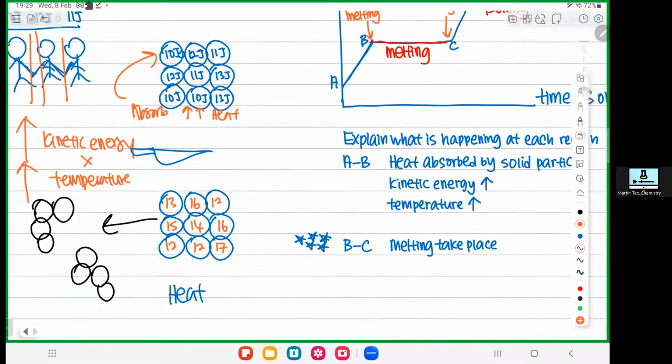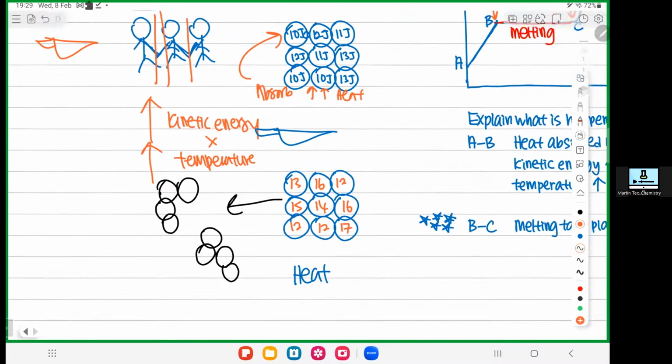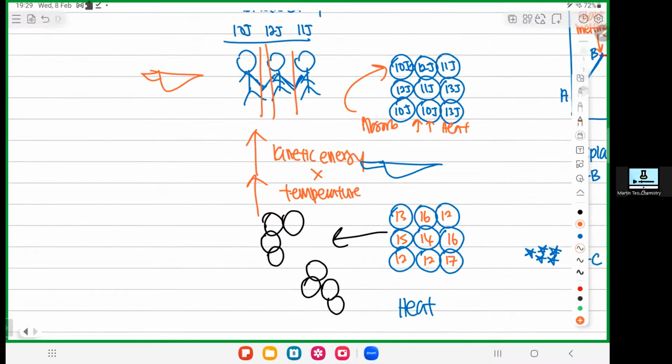So now you have to know, when they hold their hand, this thing is called force of attraction. They have force of attraction. So you want to break the force of attraction. We don't use the word break. We always use the word overcome. We use the word overcome force of attraction. So overcome force of attraction means you're breaking the glue.